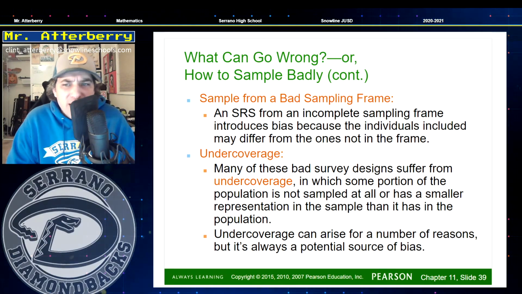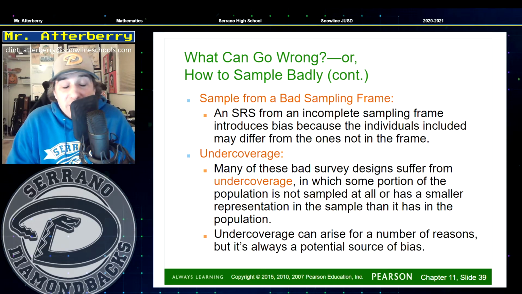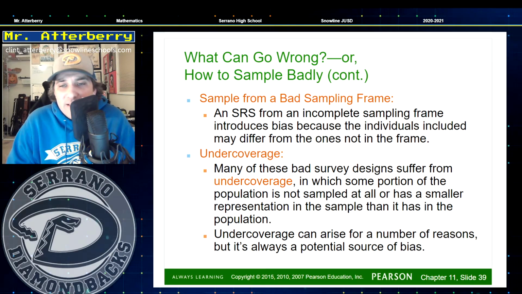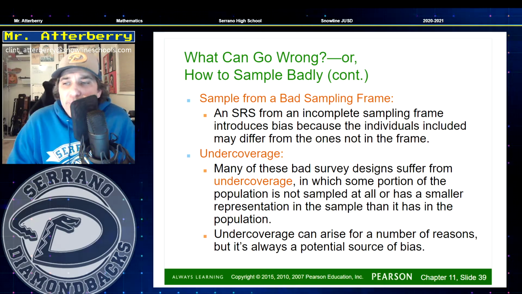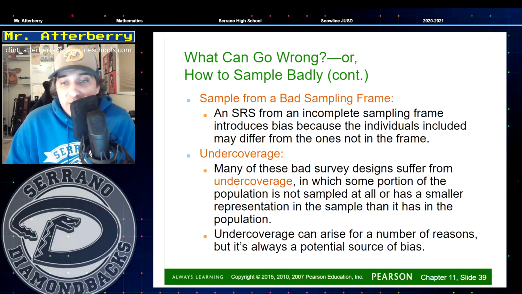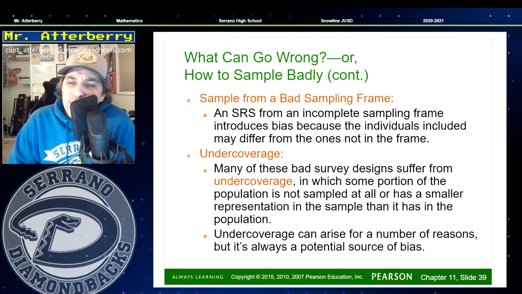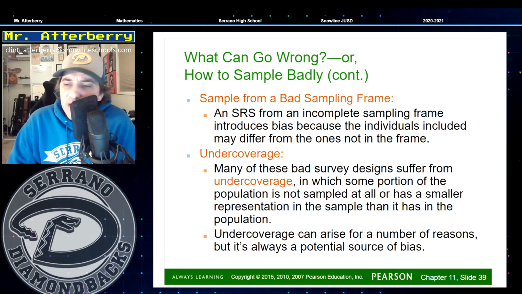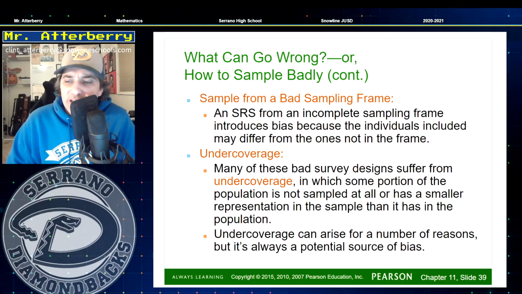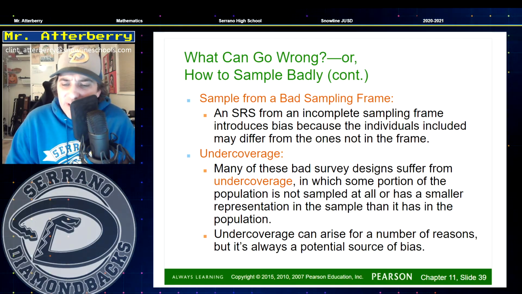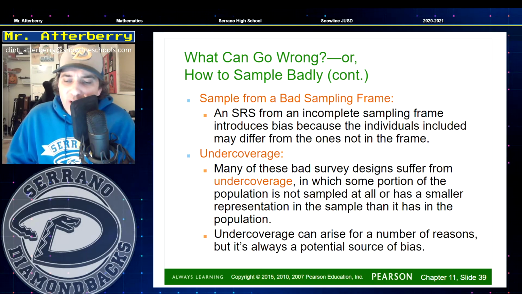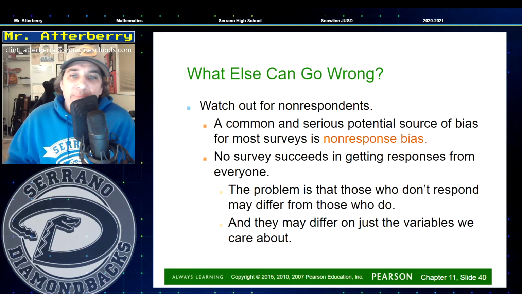So if you're going to do stuff that's random, and a simple random survey is great, okay, but a simple random sample, or a simple random survey, your frame needs to portray the population that you're trying to understand. So undercoverage. Many of these bad survey designs suffer from undercoverage, in which some portion of the population is not sampled at all or has a smaller representation in the sample than it has in the population. Undercoverage can arise for a number of reasons, but it's always a potential source of bias.